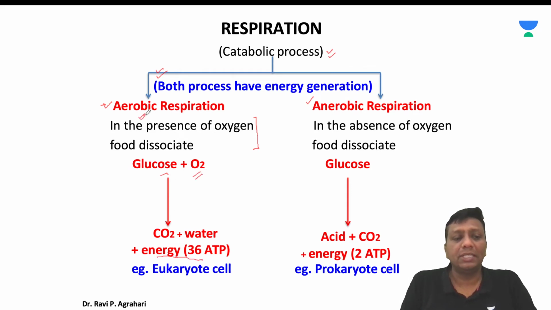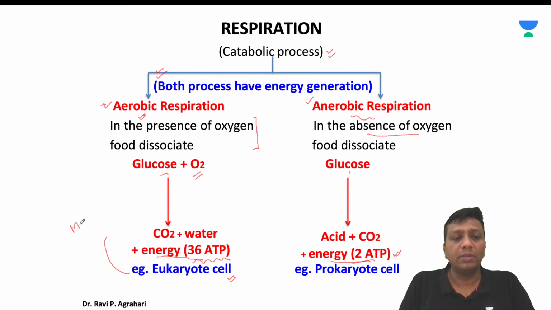In the case of aerobic respiration, where oxygen is used for energy generation, the amount of energy is high. In the anaerobic condition, in the absence of oxygen, glucose also breaks down and forms energy, but the amount of energy generated is less. You will see that the eukaryotic cell has aerobic respiration.